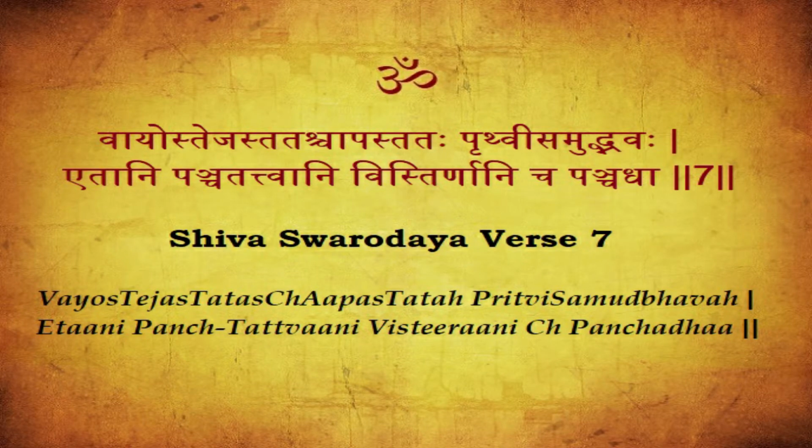Vayus tejas tatascha apah tatah prithvi samudbhavah etani panchatatvani vistirnani cha panchadha. The literal meaning of this verse is that from the Vayu Tattva, the Agni Tattva is formed, and from that Jal Tattva is formed, and finally Prithvi Tattva is created. These five elements in the five-fold manner spread throughout the universe.